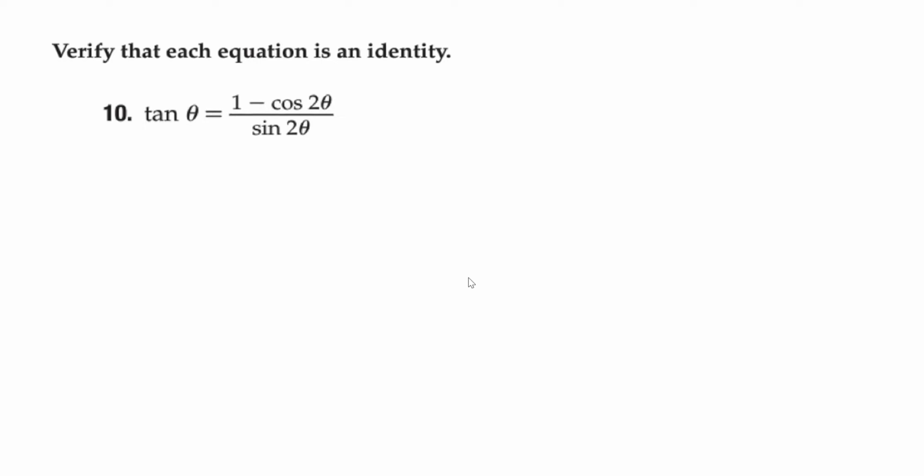Let's get to the next part of this, how to verify identities using this stuff. So you see this here, we're going to verify an identity, trying to match this. Now right here, 1 minus cosine 2 theta, that's not 1 minus cosine squared, so I can't make that sine squared. But I could simplify this and simplify this. So let me work on the bottom first. Sine 2 theta is 2 sine cosine theta.